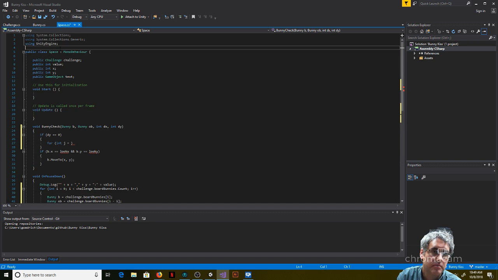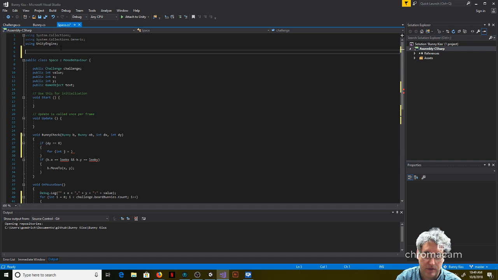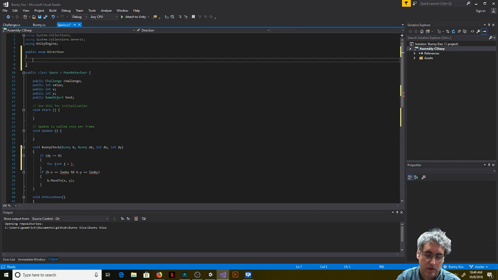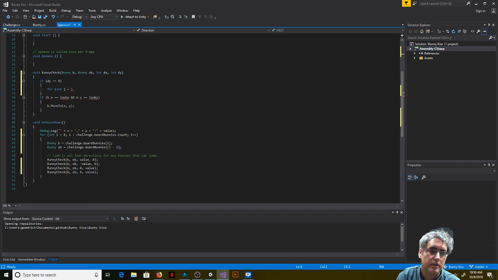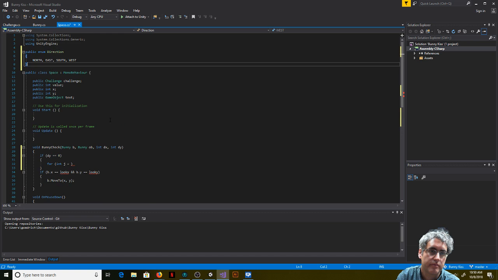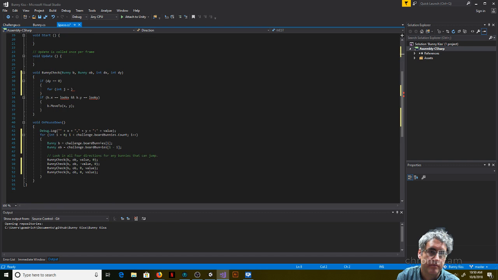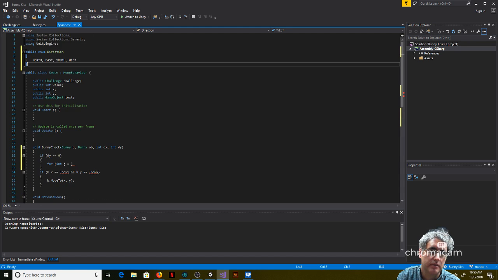Do I really need another enum up here for direction? Maybe that would simplify things. North, east, south, west. No. It's still just going to be a bunch of if statements. Come on.